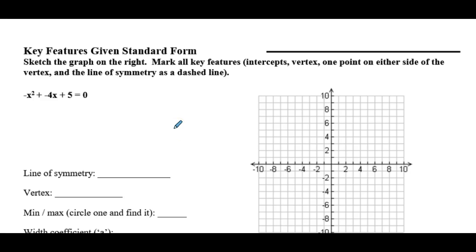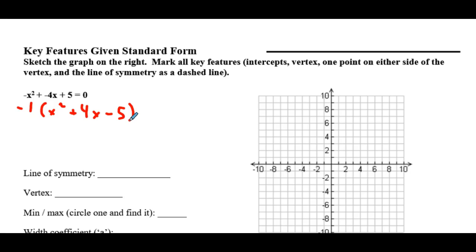To do that, I see that I have a negative in front of that x squared, which is really a negative 1. I'm going to factor out a negative 1 out front, leaving me with positive x squared. Dividing out a negative 1 gives me positive 4x, and then dividing out a negative 1 from the 5 would be a negative 5. And so I have that as my more factored form.